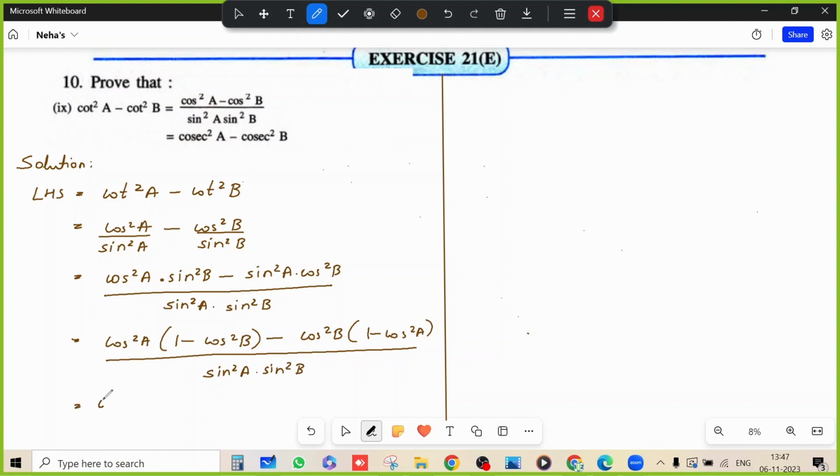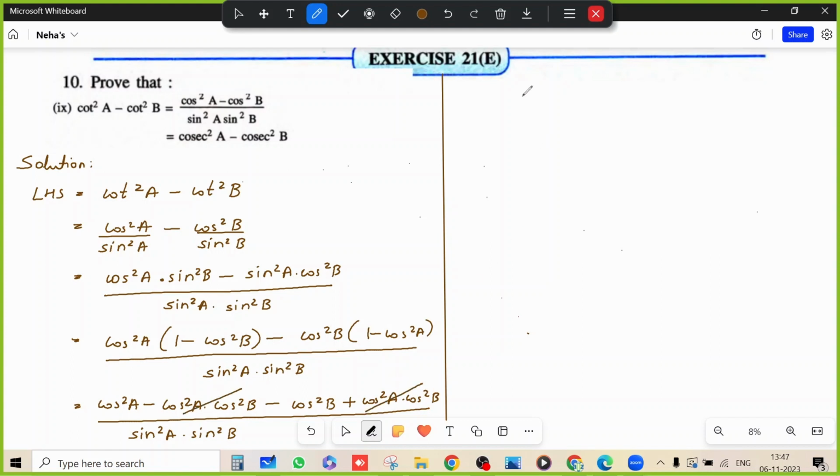Now we will open the brackets. So this will become cos square A minus cos square A into cos square B minus cos square B plus cos square A into cos square B divided by sin square A into sin square B. Now minus cos square A into cos square B will get cancelled out with plus cos square A into cos square B. So we are left with cos square A minus cos square B divided by sin square A into sin square B. Now you can see this was the middle part and we have got this.